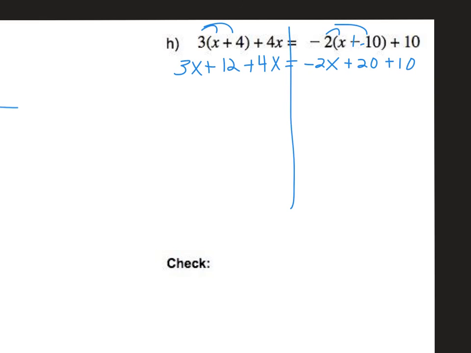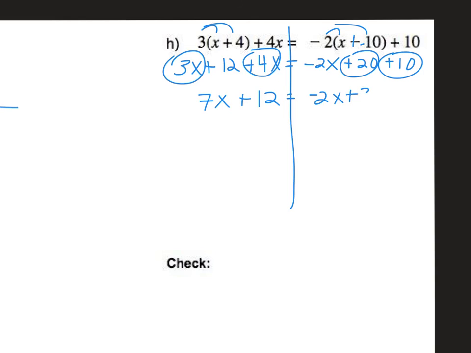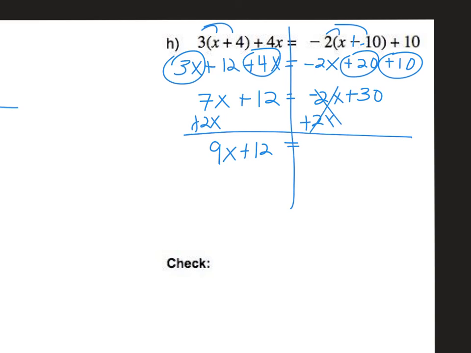All right, now let's combine some like terms. We have 3x and 4x, which gives us 7x. And we have 20 and 10, which gives us 30. Now we need to get our variables together. So I have a 7x and a negative 2x. I'm going to move my smaller, which is my negative 2x, by adding 2x to both sides. 7x plus 2x is 9x. And 30 on the other side.